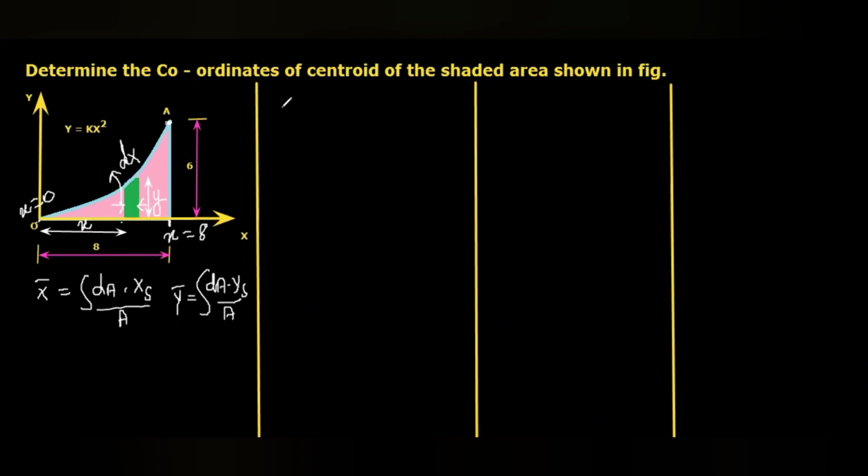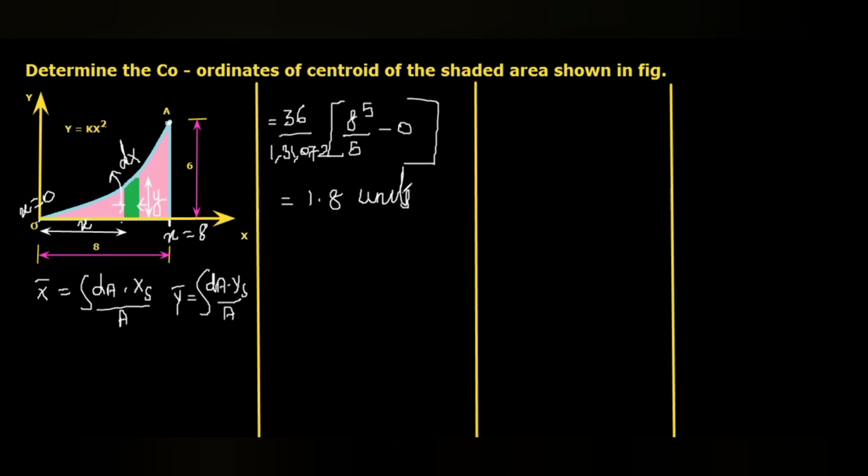So here 36 divided by 131,072. Apply the upper limit, we will get 8 power 5 divided by 5 minus the lower limit will be 0. By the simplification, we will get this equal to 1.8 units. So this is the value of y bar, that is 1.8 units.